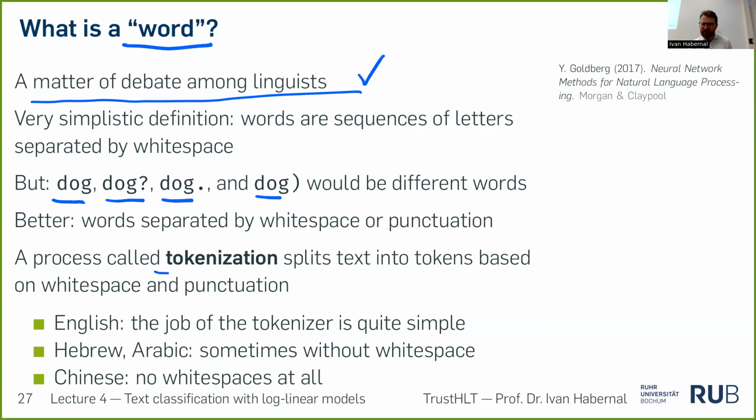And we call this process tokenization. It splits the words into something called not words, but tokens. So a token is some sort of chunk of text, based on white space and punctuation. In English, it's very easy, so the job of tokenizers is quite simple. You just chunk it. In some other languages, sometimes there's no white space. I don't speak any Hebrew or Arabic, but I believe this is true. But in Chinese, for example, you have no white spaces. So if you build a tokenizer for Chinese, you have to do it somehow differently.